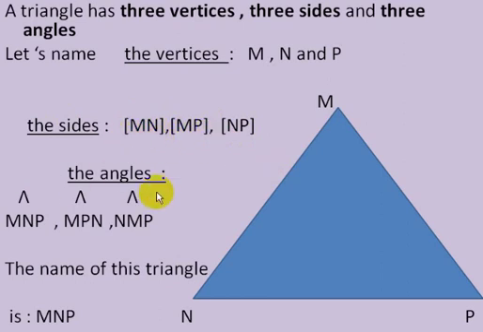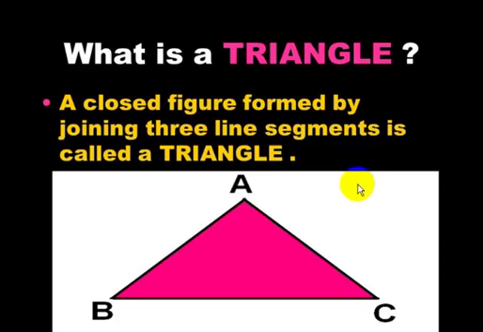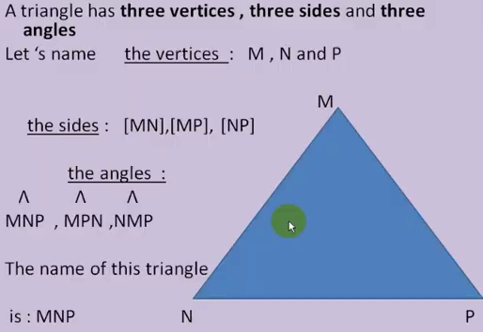Now what about the angles? How many angles did you see in this triangle? We have three angles. The first one is MNP. It means the angle at the vertex N. So that's the first one, MNP. The second angle is NMP. And the third one is MPN. So these are the three angles in this triangle.